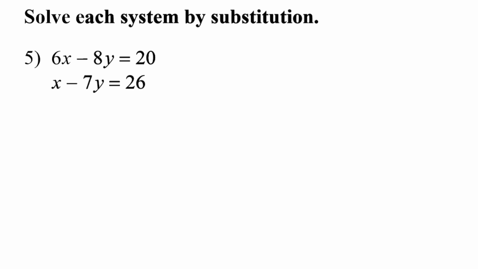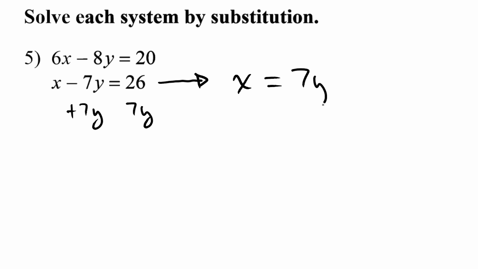Now, as I look at this, it's clearly pretty simple to isolate x in the second equation, right? In fact, I'm going to do that by simply adding 7y to both sides. So if I add 7y to both sides of the second equation, that becomes x equals 7y plus the number 26. So you can see now x is by itself.